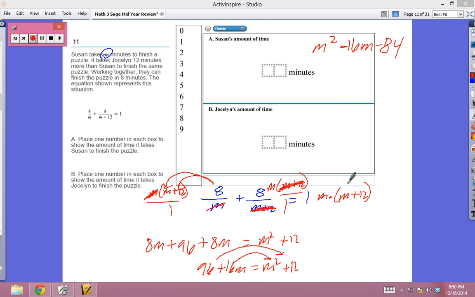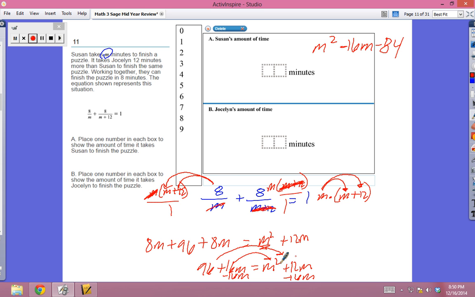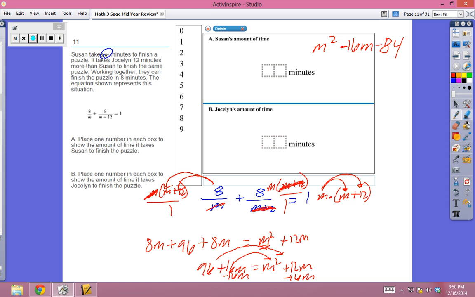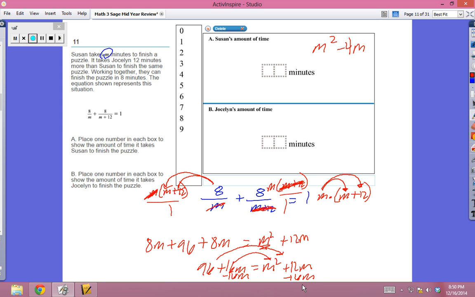Alright, so I think I messed up. So when I times the m to the m, that gave me my m squared, but the m times the 12 is not 12. It should be 12m. So that's going to change things a little bit. When I bring the minus 16m's over, this is going to be minus 16m. These are 12m, so these are going to play together, and it's going to give me m squared minus 4m minus 96. Okay, now that's going to equal 0, because on the other side I got nothing.